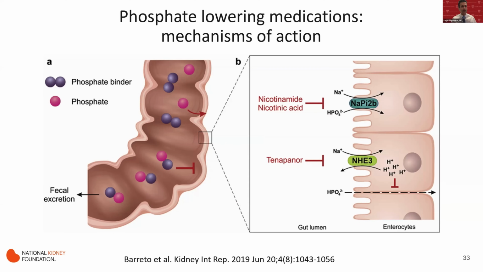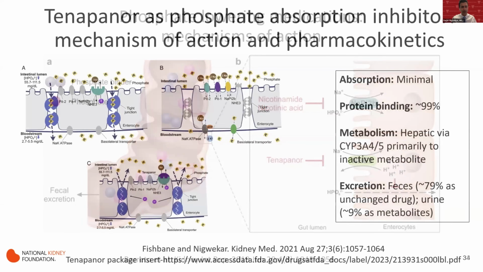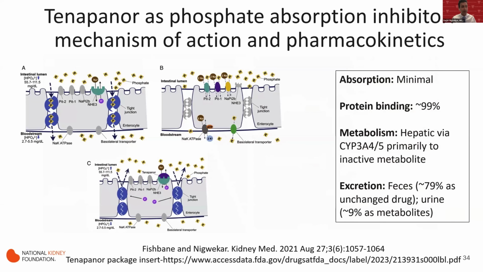But as you can imagine, this is not going to be a very effective strategy if there is a lot of dietary phosphate coming in, unless you are able to increase the pill burden substantially. And even despite having a significant pill burden, you may not be able to get all the phosphate under control. But what is now more appreciated are the pathways of phosphate absorption. I will get to the next slide here, which nicely delineates the pathway for tenapanor, a recently FDA-approved drug to treat hyperphosphatemia among dialysis patients.